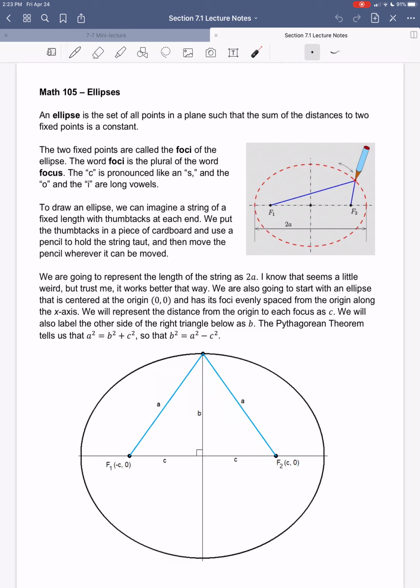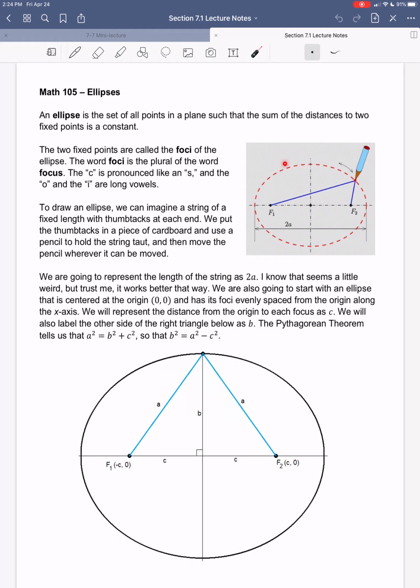To draw an ellipse, we can imagine a string of a fixed length, so we have a set amount of string with thumbtacks at each end. We put the thumbtacks in a piece of cardboard and use a pencil to hold the string taut. And then we move the pencil wherever it can be moved. Here in this image, F1 and F2 are my two foci. This blue thing here is the string, and we've got the pencil. We would hold that string tight, and if we trace around with this, we end up tracing out this oval shape. And that's what an ellipse is going to be.